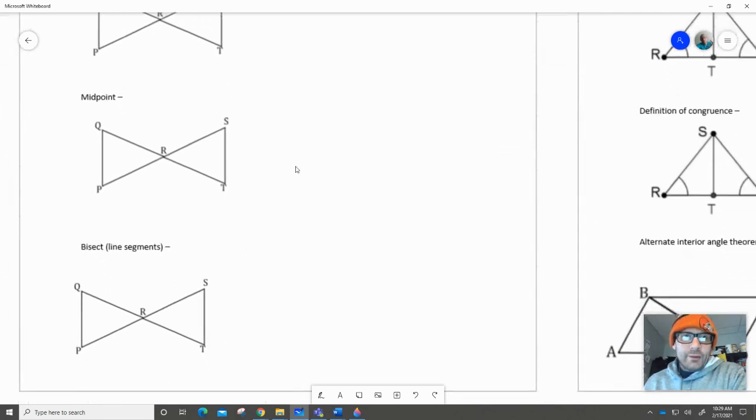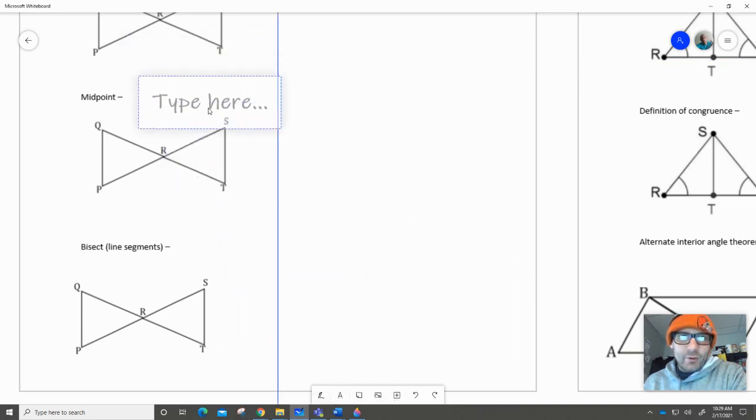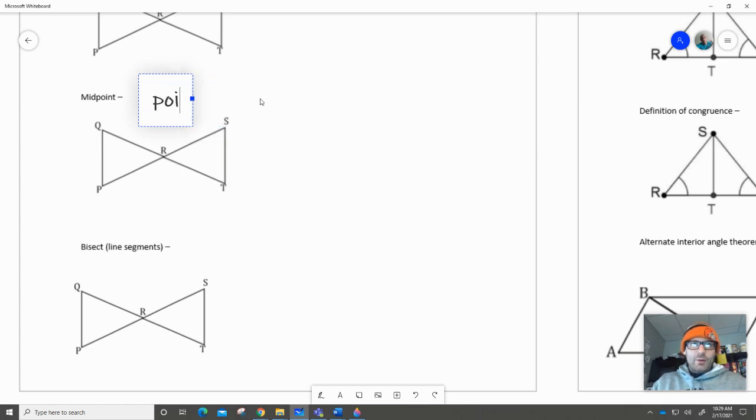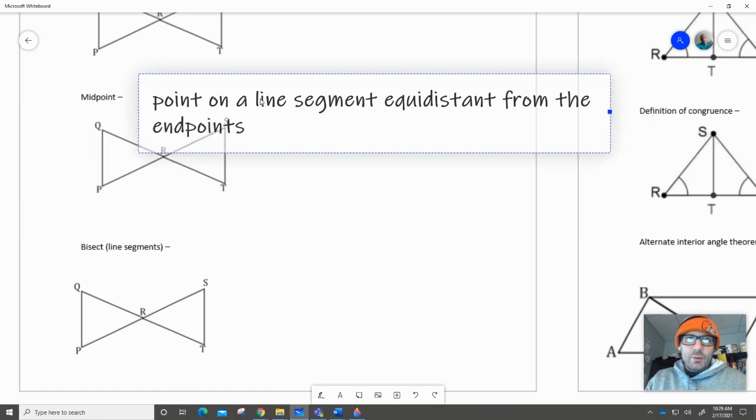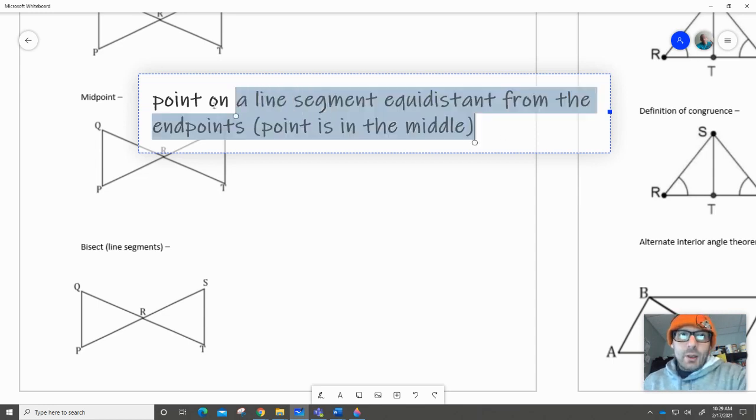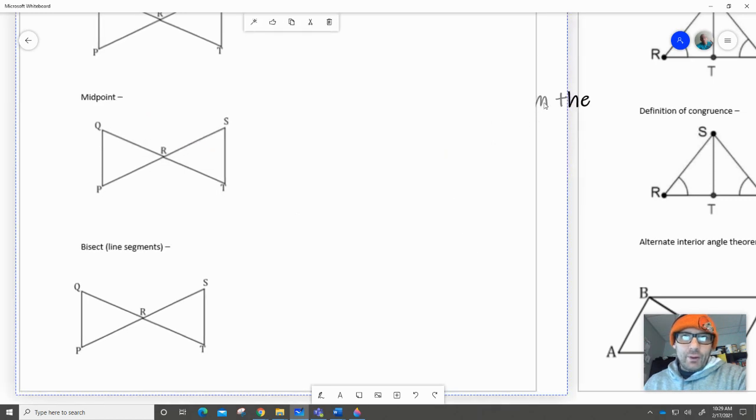Our next thing is midpoint. The midpoint is pretty obvious: it's a point in the middle. But a more proper definition would be a point on a line segment equidistant from the endpoints. So the point is in the middle. That would be our definition of midpoint.